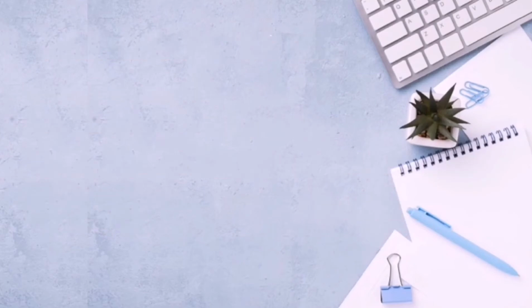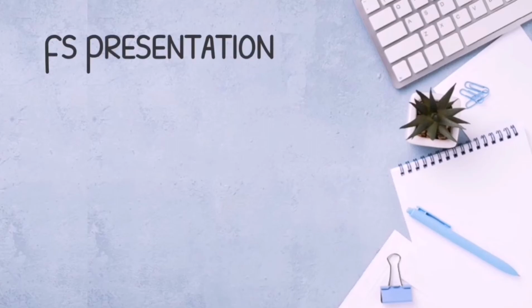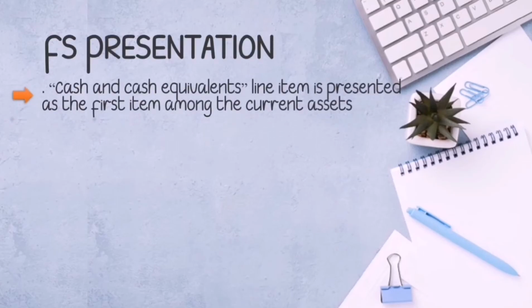So, how do cash and cash equivalents be presented in the financial statements? So, dito, cash and cash equivalents line item is presented as the first item among the current assets. So, accounts in the balance sheet are arranged according to their liquidity. So, since cash and cash equivalents ang una, sila yung pinaka-most liquid. So, near to becoming cash. Kasi yung cash, as it is cash na, and yung cash equivalents naman are short-term and highly liquid investments. And they are presented as single line item kasi they are aggregated.